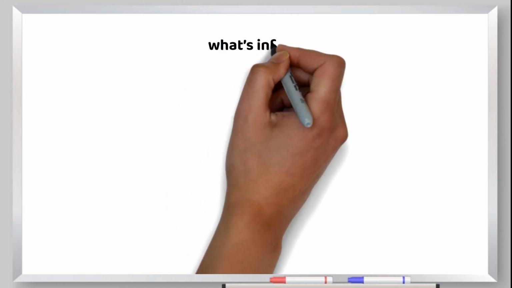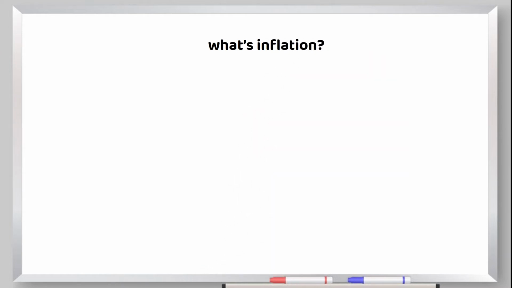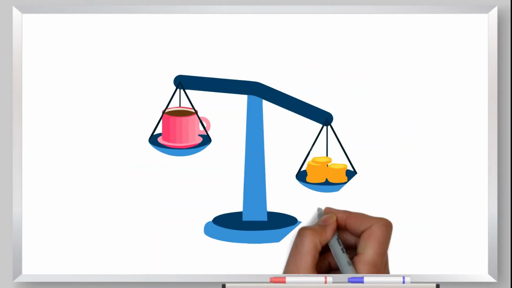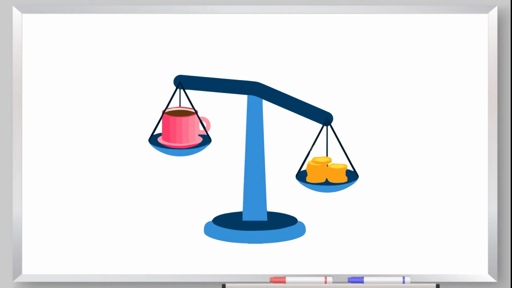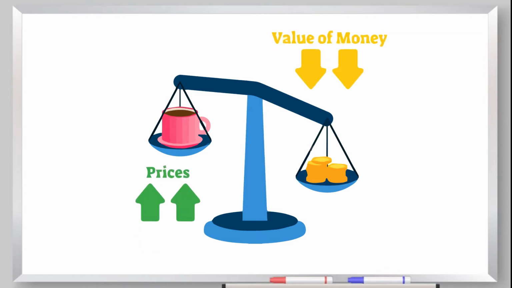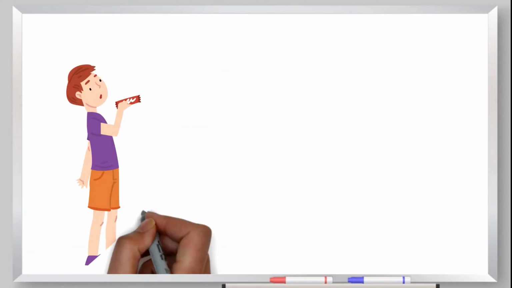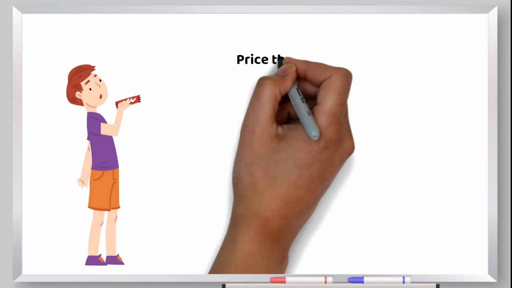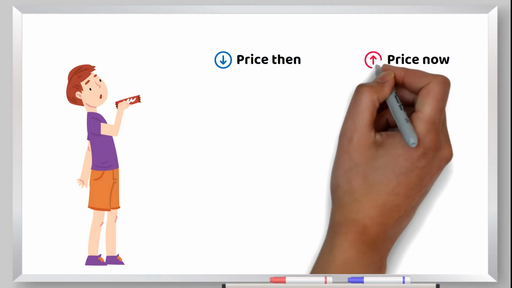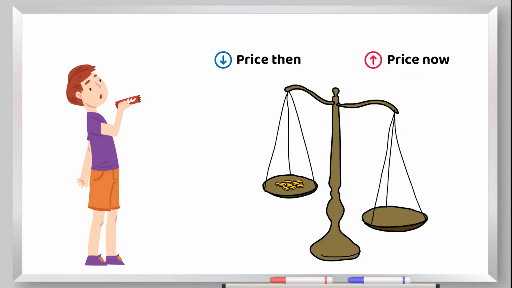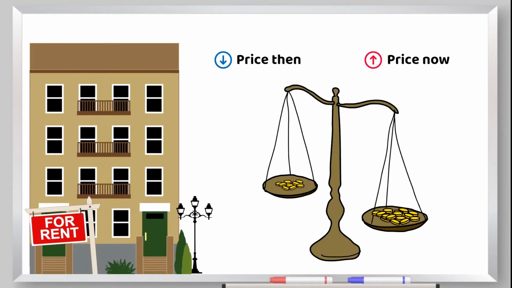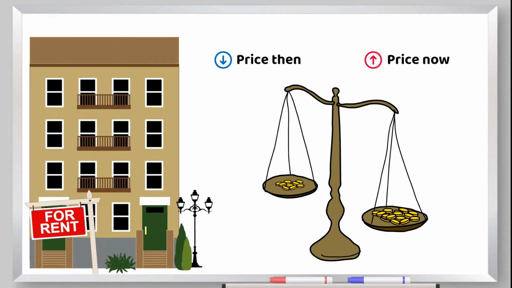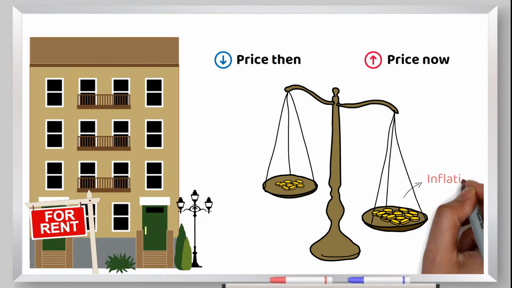First, what's inflation? Inflation is simply the rise in the prices of goods and services. Or, in other words, the buying power of your money decreases when there is inflation. Consider how much you paid for a candy bar when you were a kid. How much does the same candy bar cost now? How much did it cost to rent in your area in the 1970s? How much would it cost now? Well, that price level increase is exactly what inflation is.